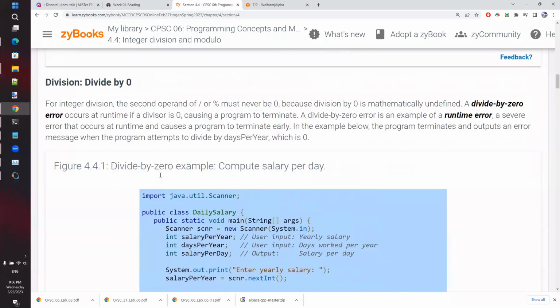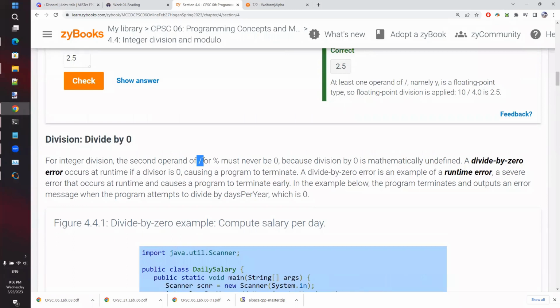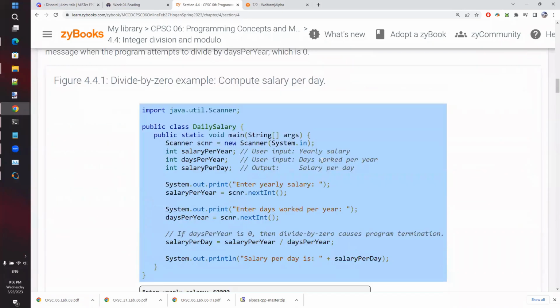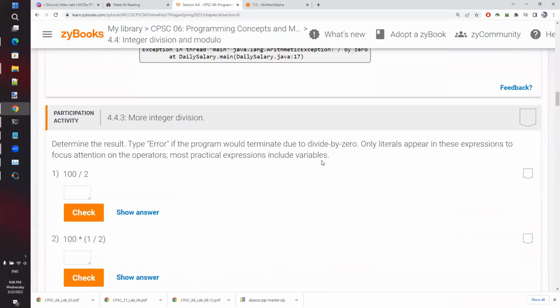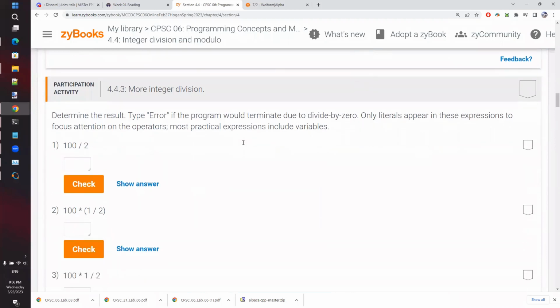All right. So this is just about errors. You can't divide by 0 for integers. Okay. Not a lot to say about it. All right, so determine the result type error if the program would terminate due to divide by 0.